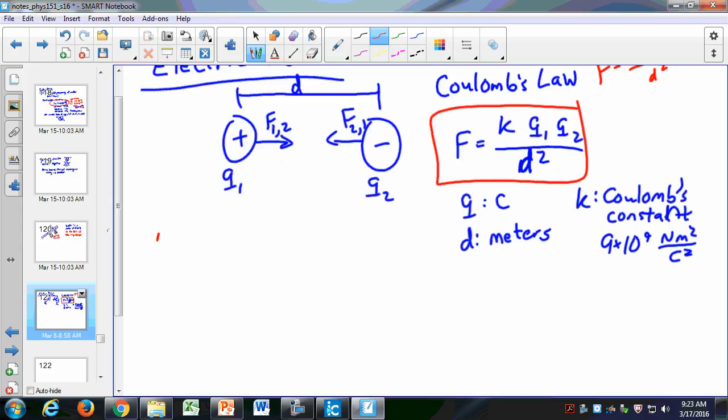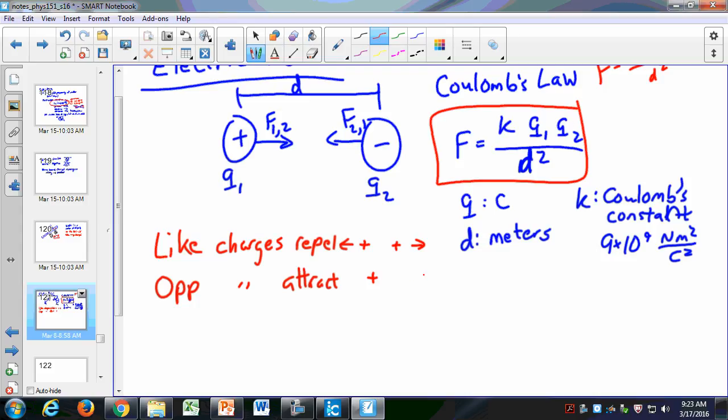Remember, like charges repel. So if I have two positive charges, they'll feel forces in this direction. Or two negative charges, they'll repel. And opposite charges attract. So if I have a plus and a minus, these charges will be attracted to one another.